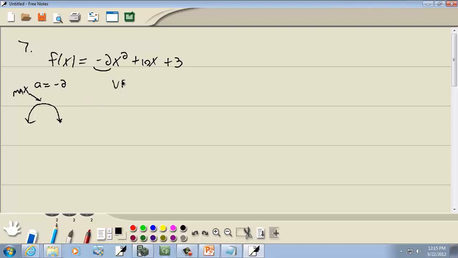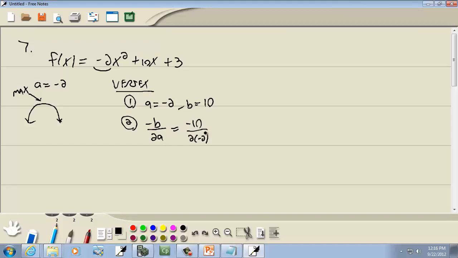So let's find our vertex. Remember, our first step for our vertex is we identify a and b. A is the number before your x squared, which is negative 2. And b is the number before your x, which is 10. And then, using the vertex formula, we want to plug those values into negative b over 2a. So that gives us negative 10 over 2 times negative 2, which gives us negative 10 over negative 4. The negatives cancel, and 10 fourths gives us 5 halves.